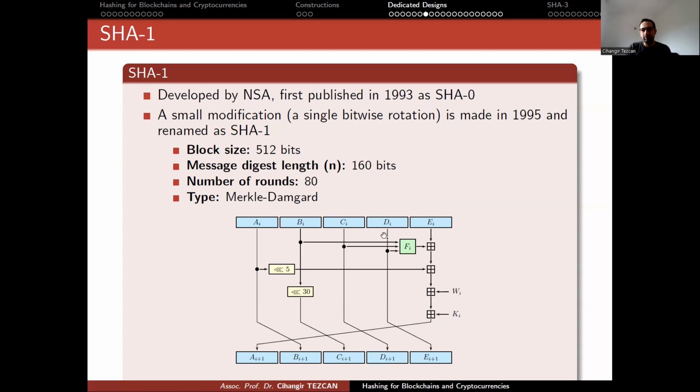So it looks like MD4 or MD5. The block size is again 512 bits. But now the output size changes. It is 160 bits. This is why instead of 4 words, we have 5 words here. Recall that these are 32-bit words. So 5 times 32 becomes 160. The number of rounds also increased. Now we have 80 rounds, so you perform this operation 80 times. As you can see, it is a little bit more complicated, more additions and so on.